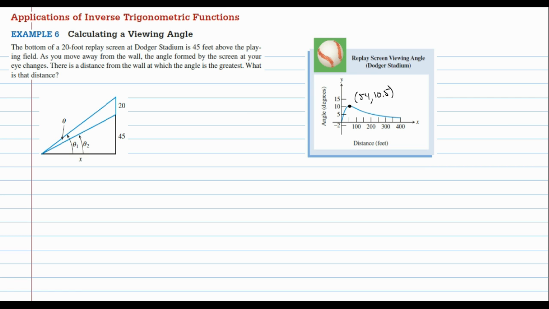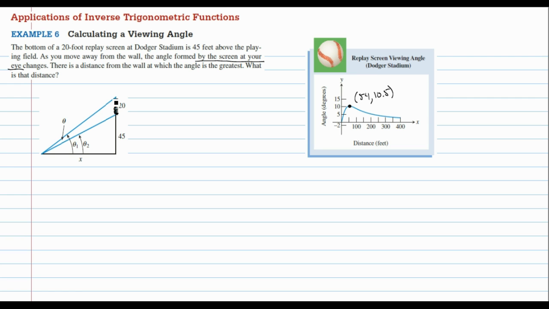The bottom of a 20-foot replay screen at Dodger Stadium is 45 feet above the playing field. So we've got our playing field down here, 45 feet is the bottom, it's a 20-foot screen, so basically you're looking at a movie screen right here. As you move away from the wall, the angle formed by the screen at your eye. It's like at your eye, not with your eye, but at your eye.